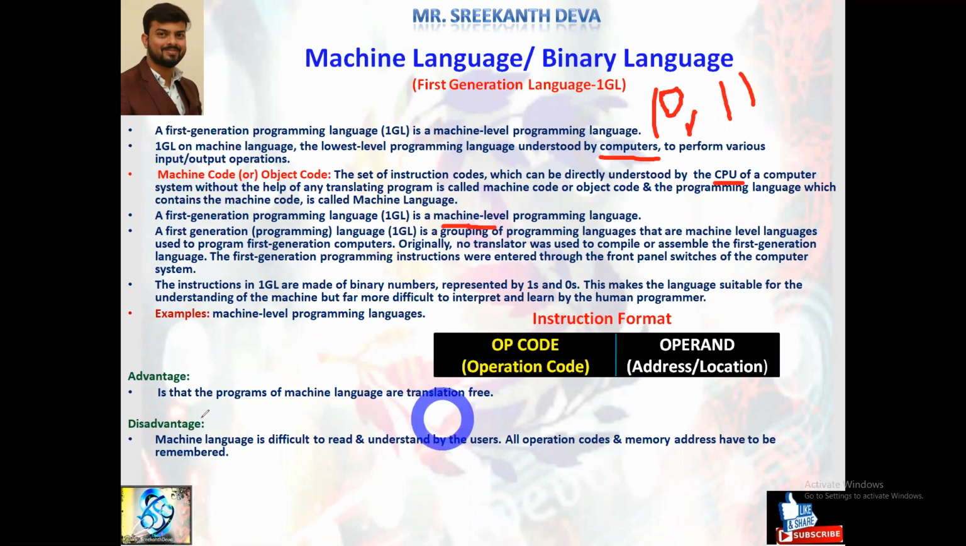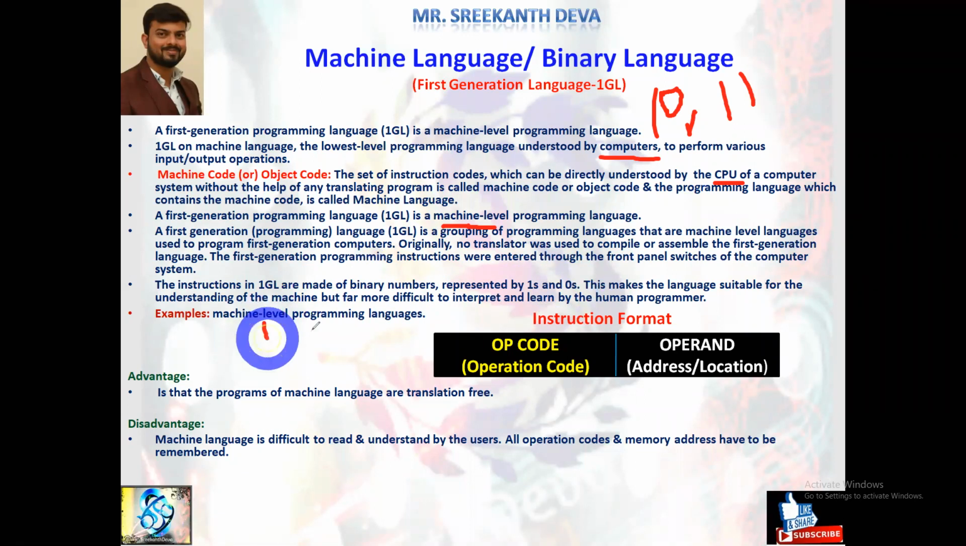The first generation programming language is a machine level programming language. The first generation languages are a group of programming languages that are machine level languages used to program first generation computers. Originally, no translators were used in the first generation languages. They are not required. Directly we are giving instructions understood by the computer, called machine language, represented by machine code or object code, generally zeros and ones. The instructions in first generation language are made up of binary numbers, zeros and ones.